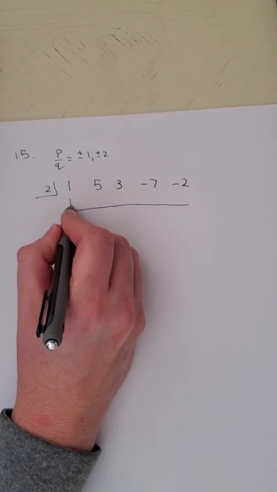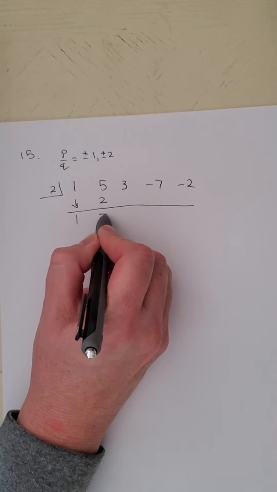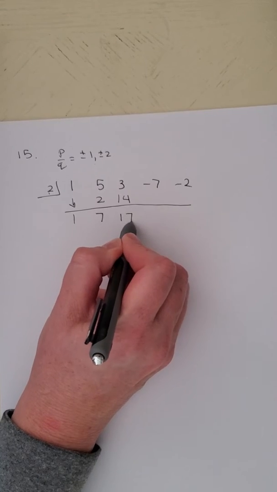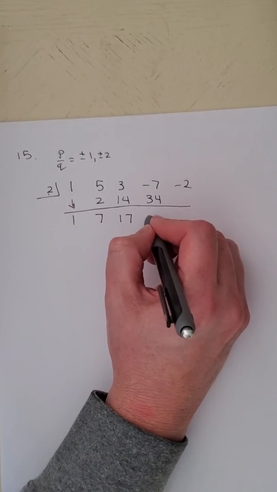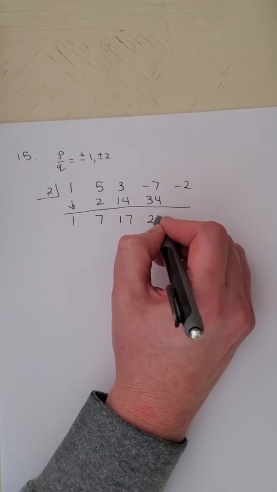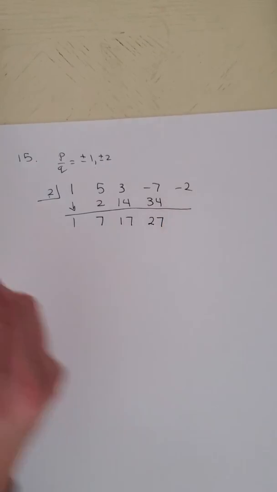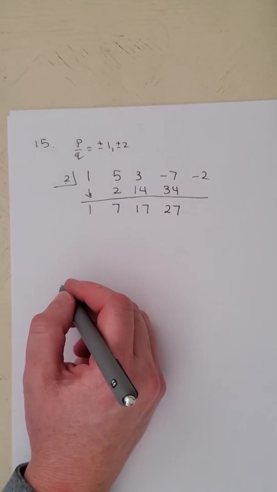Remember with synthetic division, the first term just drops down. We multiply, we get 2. Add downward, that's 7. Multiply, that's 14. Add downward, that's 17. Multiply, that's 34. Add downward, that's 27. Multiply, that's way too big. I'm going to stop right there. It can't be 2. I'm going to go ahead and try negative 2.